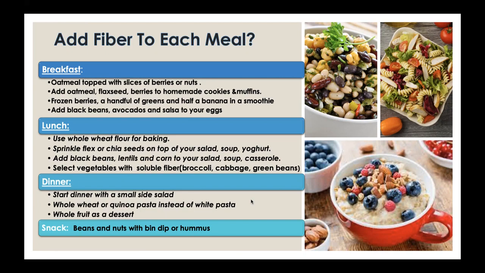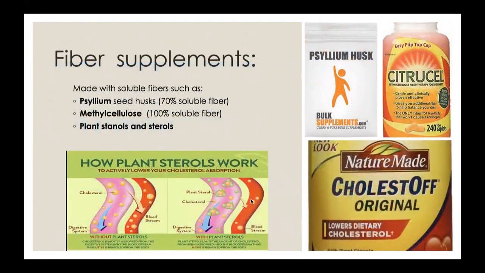If you are unable to meet your fiber needs from food, you can choose fiber supplements made with soluble fibers such as psyllium seed husk or methylcellulose to help lower unhealthy cholesterol. Here are some examples of fiber supplements. A natural fiber supplement like psyllium, a plant seed powder, can also be taken. It contains 70% soluble fiber, which means it can also help increase the feeling of fullness and slows digestion.